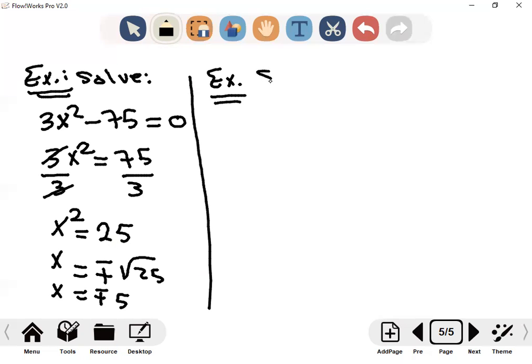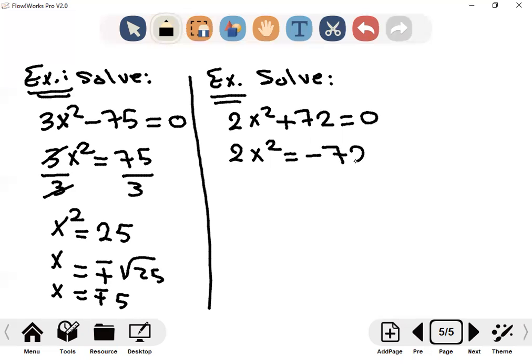Example, solve the following equation. Two x power 2 plus 72, sorry, minus 72 equals 0. Plus. Okay? Do the steps. We have x power 2 only, right? In this case, you find the value of x power 2. Shift and divide. 2x power 2 equal negative. Divide by 2. X power 2 equal negative 36, right?